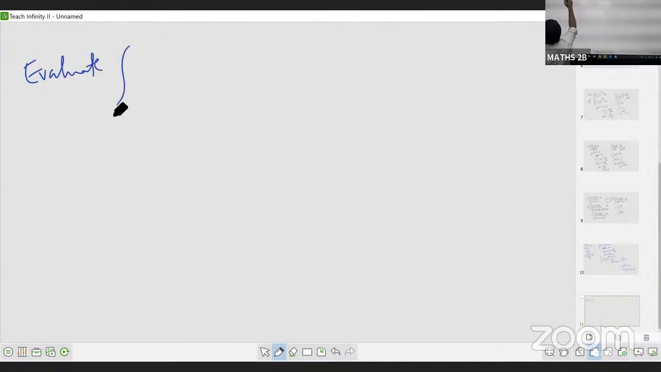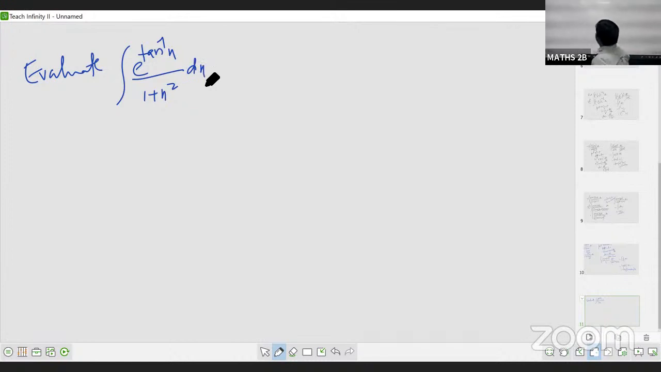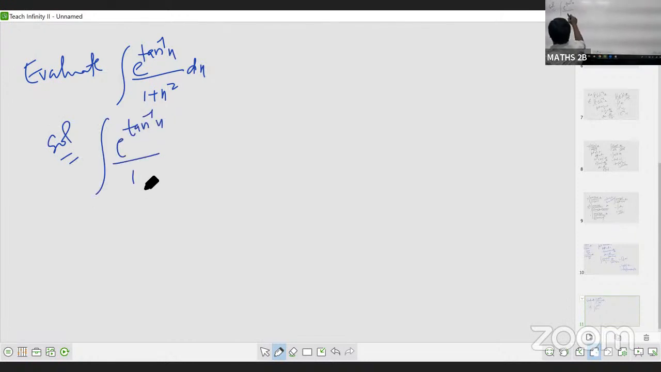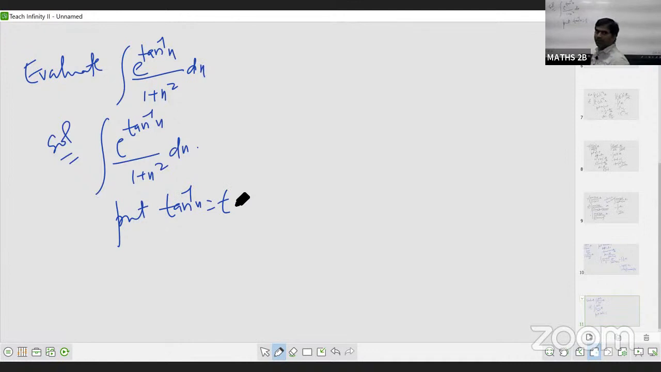Evaluate the integration of e to the power tan inverse x by 1 plus x square dx. Now put tan inverse x equal to t.